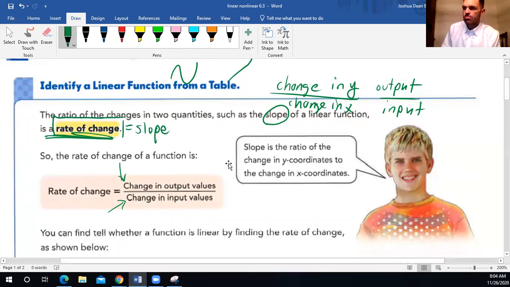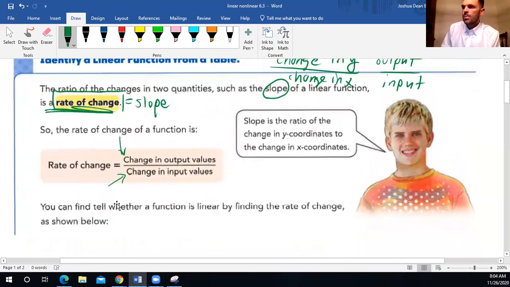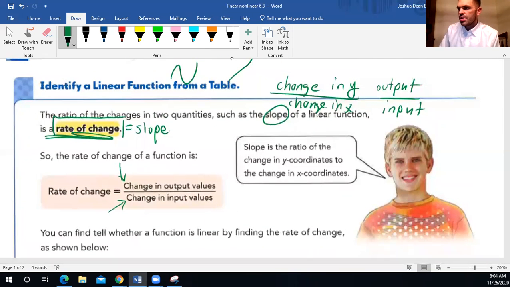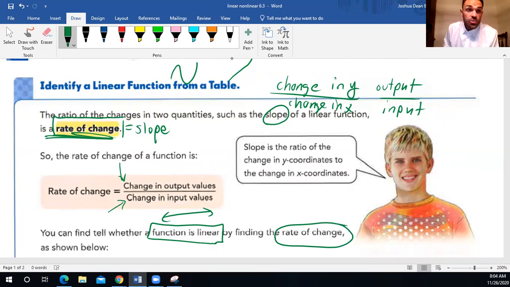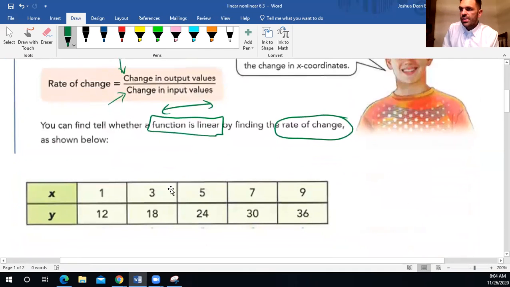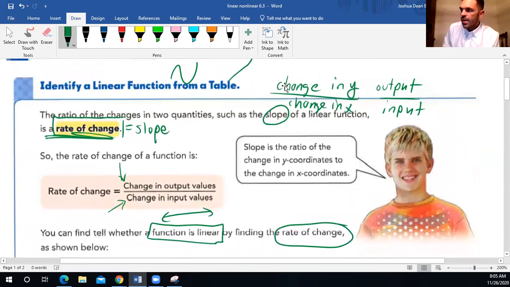Really, they're interchangeable. So how can we tell if a function is linear? That means it has a straight line as a graph. And the way we can do that is by finding the rate of change. That is, finding the slope of the function. So let's say that we're given this table, okay? And remember, we're finding the rate of change. You're finding the ratio of the y change: how does the y change compared to how the x changes?